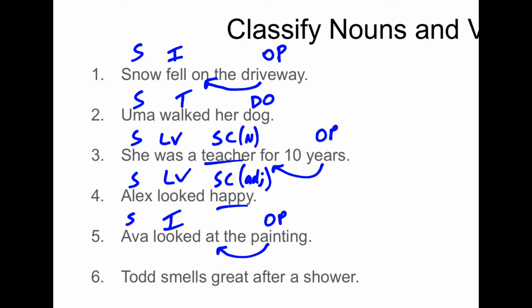Todd smells great after a shower. Todd is the subject. Smells is a linking verb. Great is the subject complement, and it's an adjective. Shower here is the object of this preposition.